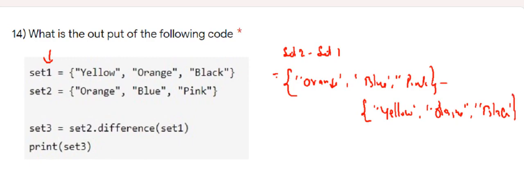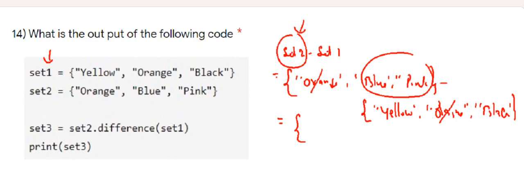So in your childhood, what is the meaning of set A minus B? The common elements, the ones present in both sets, will be cancelled, and the elements left in set 2 will be shown as the difference. So what are the elements left in set 2? Blue and pink. So this is a set difference.